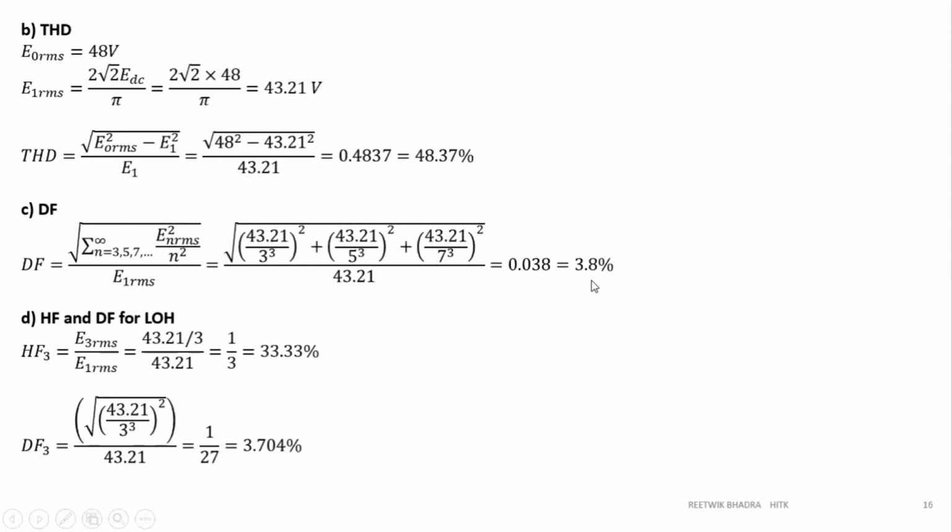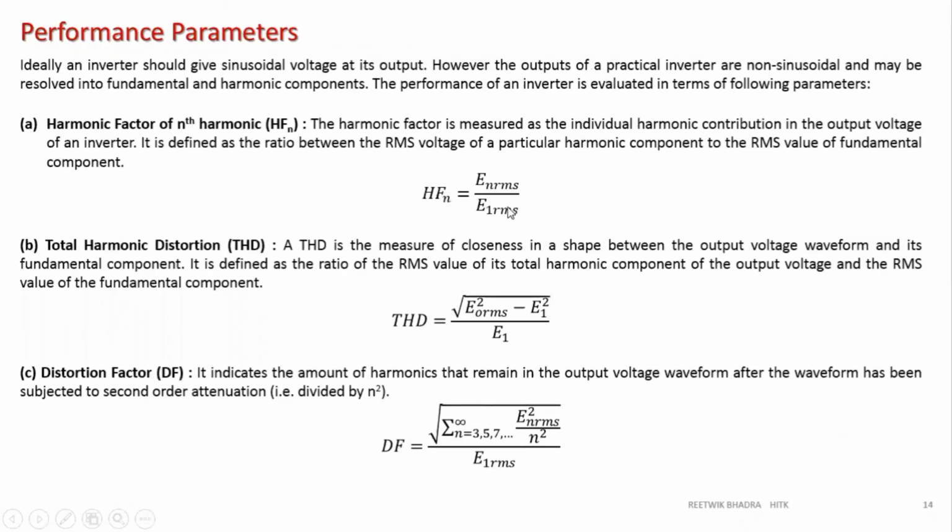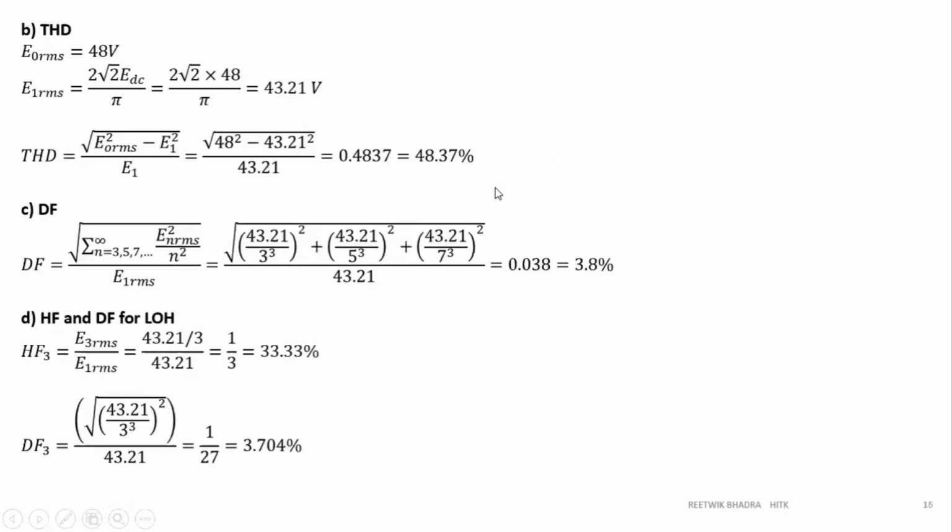And harmonic factor. What is harmonic factor? Given by En RMS by E1 RMS. Since we have taken the lowest order harmonic, this will be E3 RMS. So n is replaced by 3. So E3 RMS by E1 RMS. E3 RMS is nothing but E1 RMS by 3. So over here you can replace E3 RMS by E1 RMS by 3. The numerator E1 RMS and denominator E1 RMS cancel out, and it becomes 1 by 3. So 33.33%. Please recall, this is also a GATE question that comes.